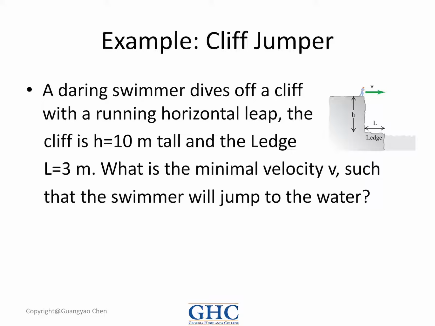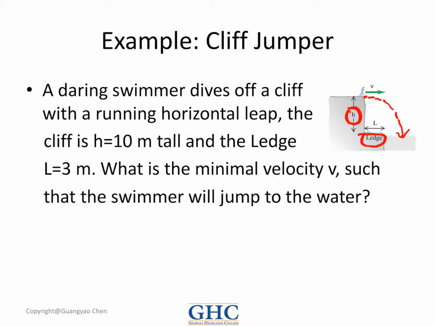So we have a cliff, and the height of the cliff is 10 meters, h is 10 meters. Immediately at the bottom of the cliff is hard ground. You don't want to jump onto here. Nobody wants to jump onto this area. So we want the swimmer to jump into the water. So here's the question: what is the minimal velocity v the cliff jumper has to have in the horizontal direction so that he can jump into the water?